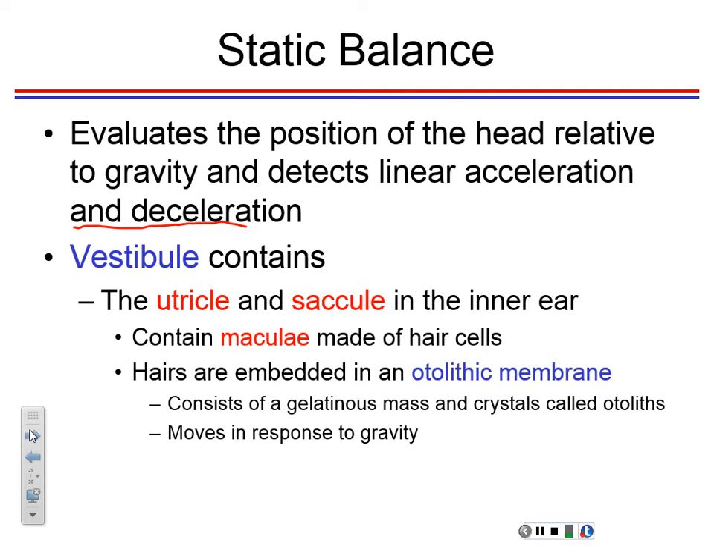When the hairs bend, again you open the gates, and then you generate an action potential. So these are the three parts that I want you to know that are involved in the vestibule. The kind of hair cell in the vestibule is called maculae, and there are two types of them: one with vertical hairs and one with horizontal hairs.